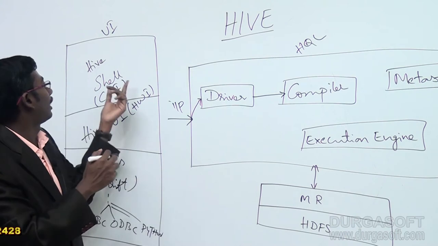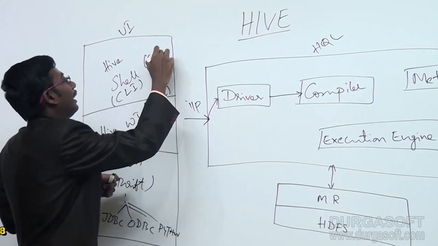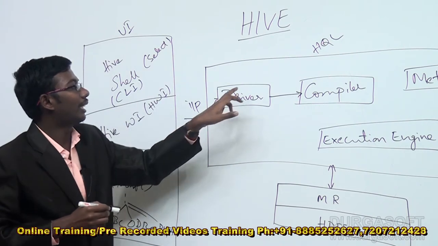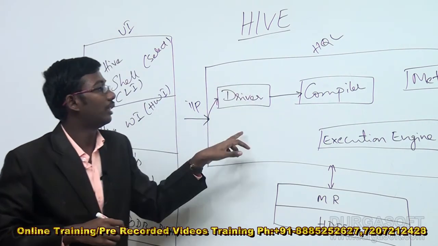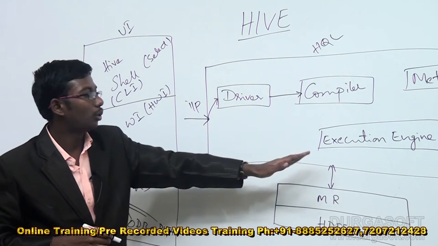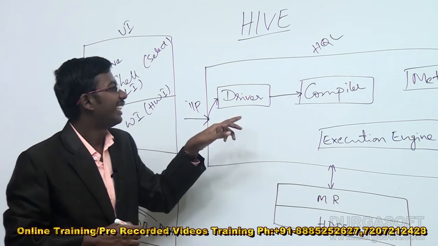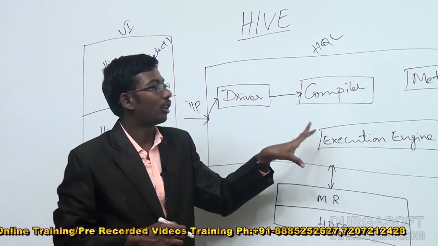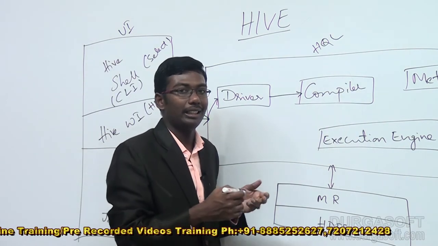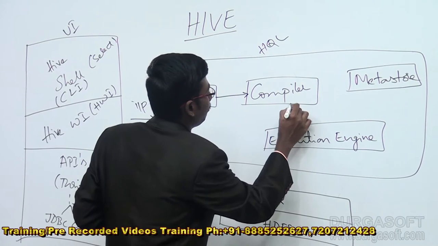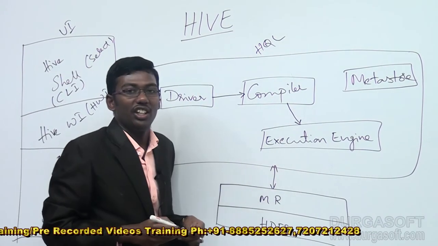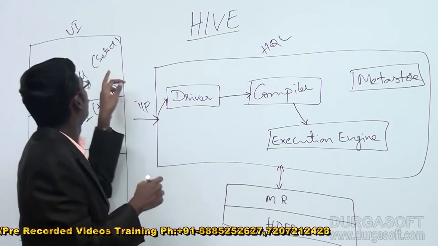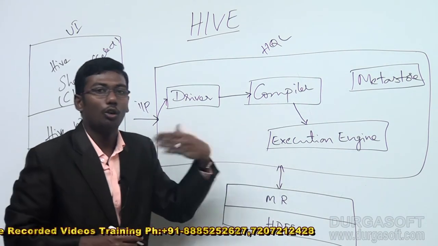Suppose in SQL we have one command, that is select. If I pass the request as a select, the driver will take care and check whether it is suitable for our Hive engine to execute or not, then it will deliver it to our compiler. The compiler will compile the programs, and the remaining tasks are given to the execution engine.